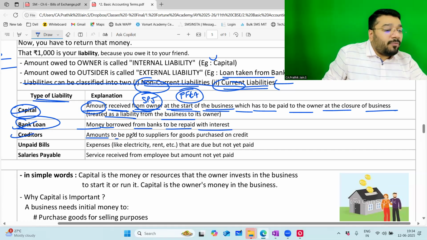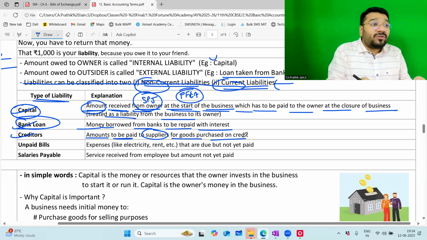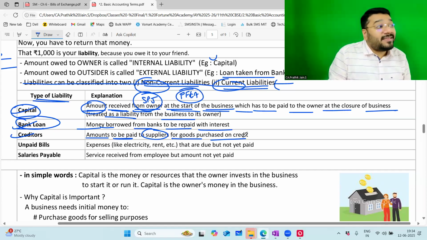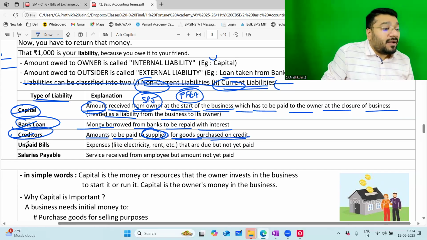Creditor, amount to be paid to the supplier. Amount to be paid to the supplier for goods purchased on credit. The trolley wala, he supplied the goods. We did not pay the money. What did he say? Kal aana, parso aana, kabhi mat aana. Correct? That person is called creditor. Amount to be paid to the supplier for the purchase of goods on credit is called creditor. Unpaid bill.